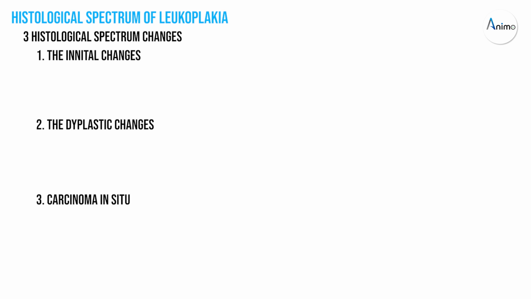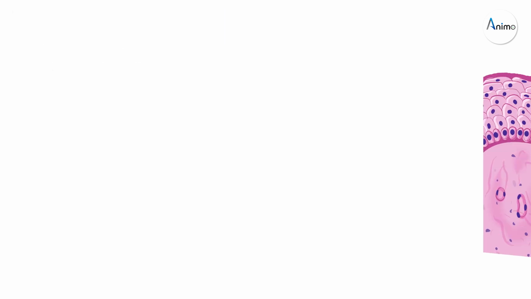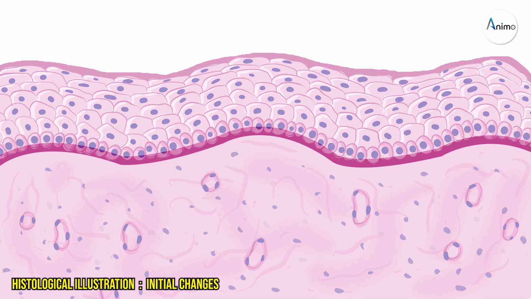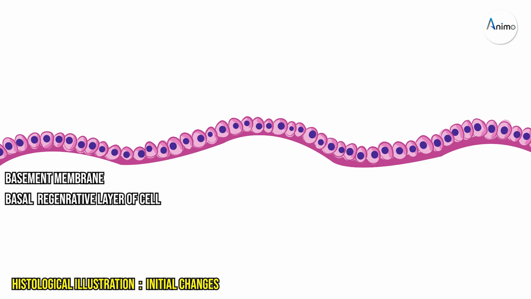For the initial changes, there is hyperkeratosis, which means an increased amount of keratin deposition. And the second change is acanthotic changes, which is diffuse epidermal hyperplasia. And clearly you don't see any kind of dysplasia. So this is a normal histological slide of normal tongue tissue. Here you see this is the basement membrane. This is a basal layer cell which actually holds the regenerating capability of the epithelium.